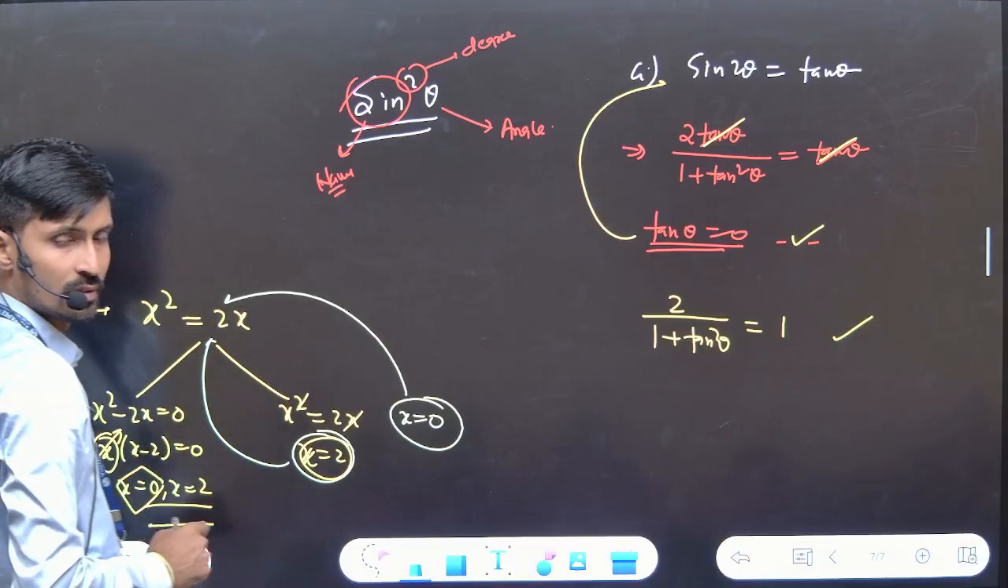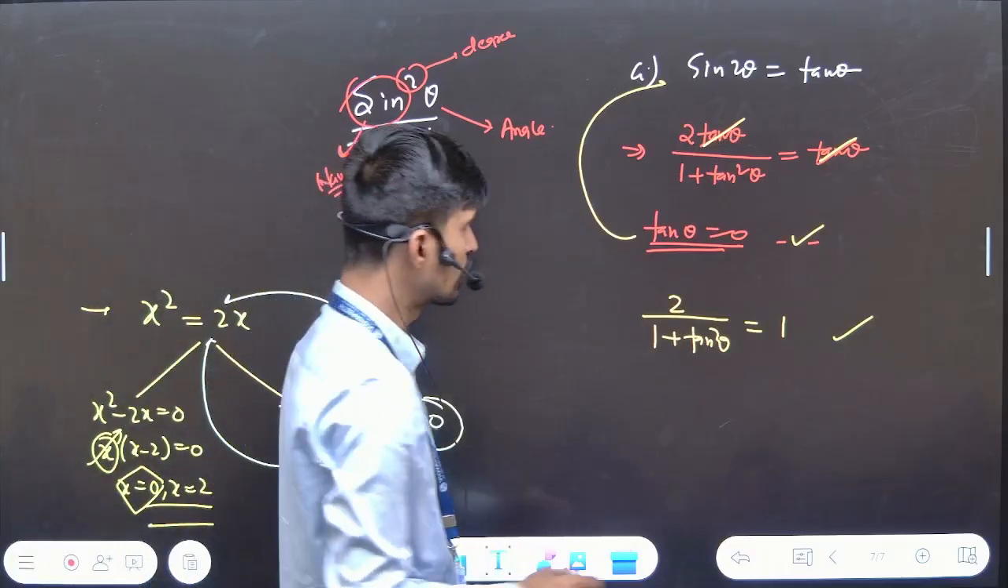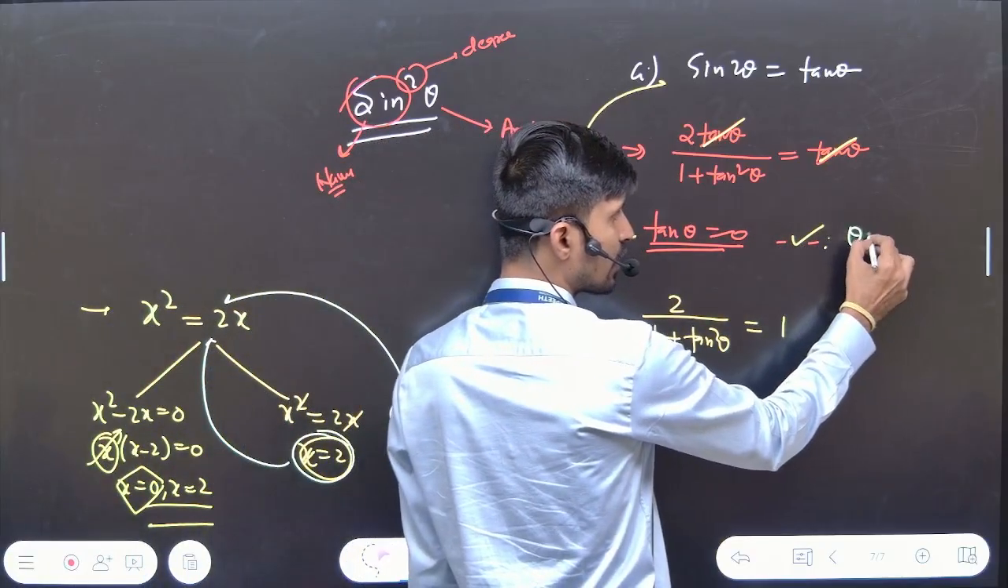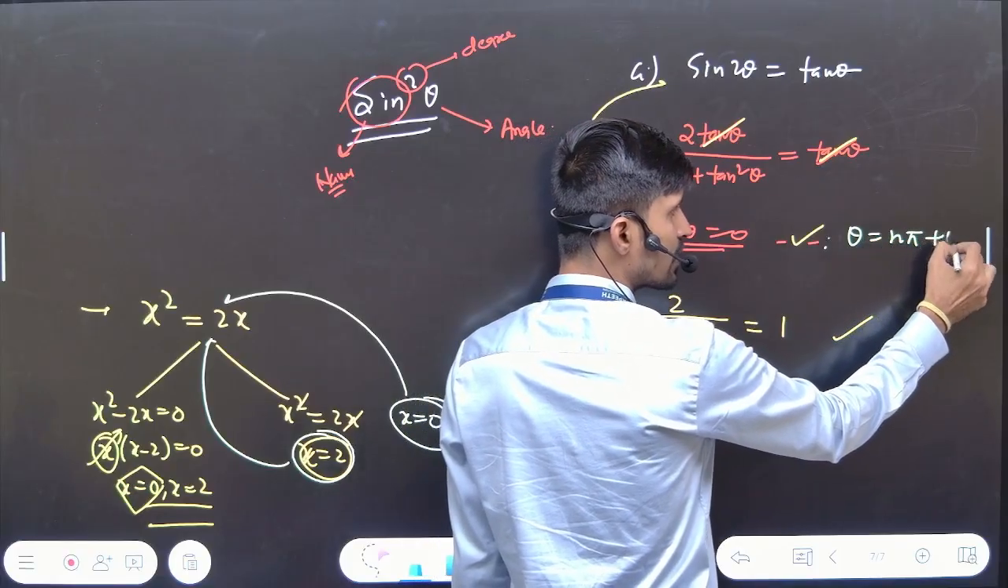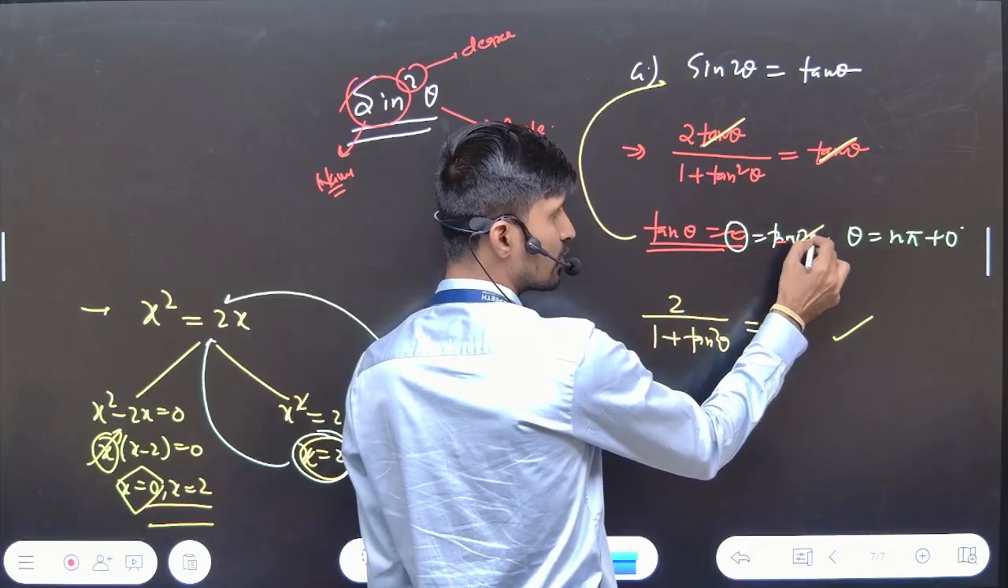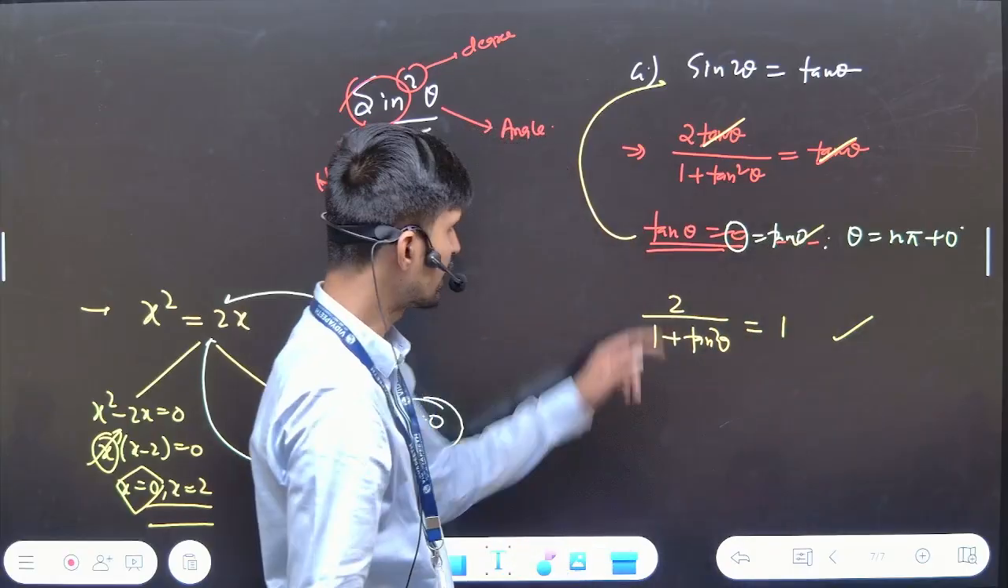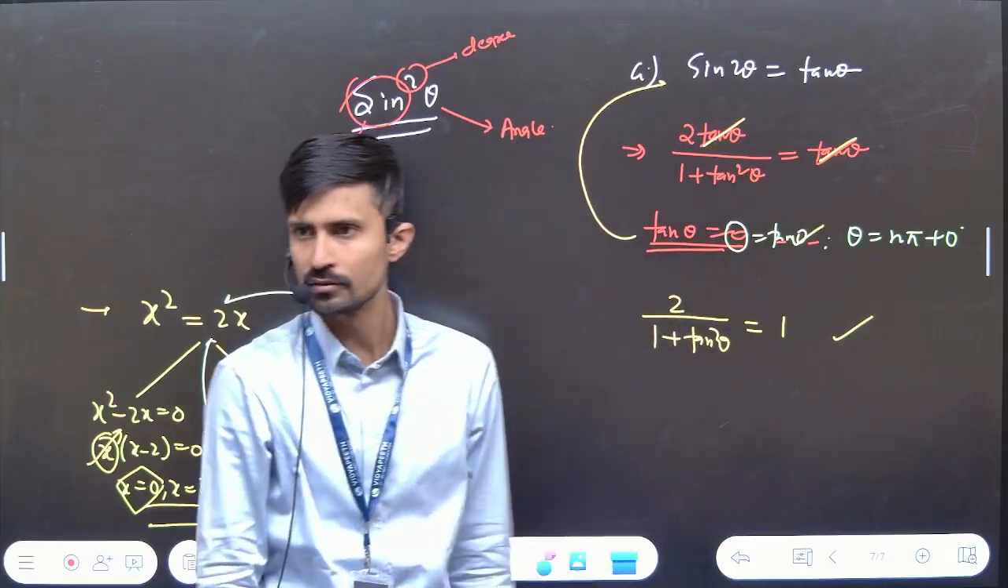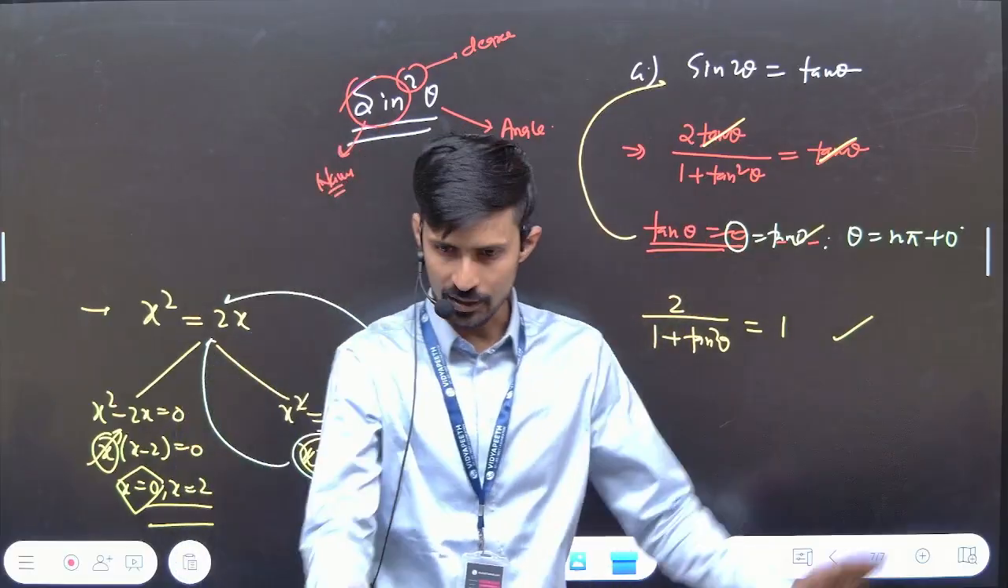So tan theta is equal to 0. What will be theta? n pi plus 0 degree, because tan theta is equal to 0 means tan 0. You know, tan theta is equal to tan alpha, then theta will be n pi plus alpha. You see the formula.